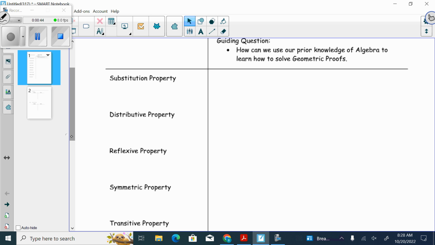So our first property is what we call the substitution property. And just like it sounds, it literally means to substitute something in for something else. So this property says if you have some A equal to B, and A and B could be anything, any number, any variable, then A can be substituted for B in any equation.